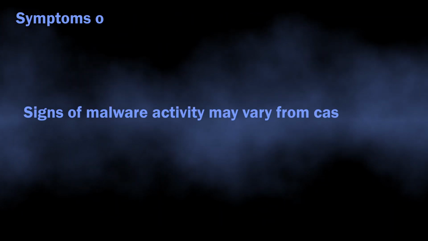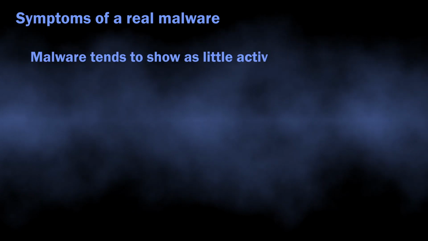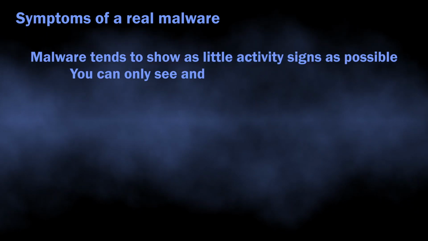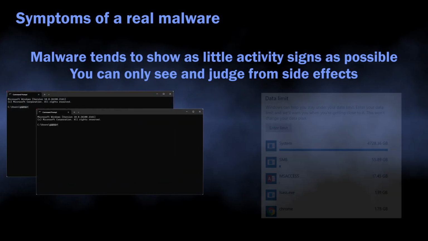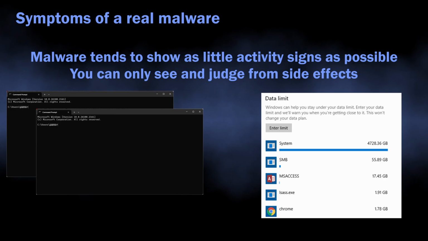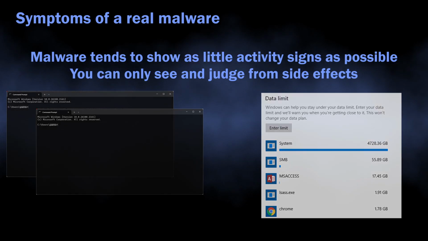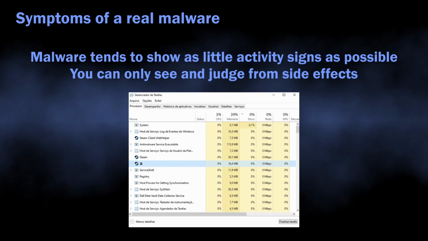As for the symptoms that you may notice, they are mostly meager and unremarkable. Malware tries to leave as few visible clues as possible so it can stay undetected for longer. However, you can see console windows blinking from time to time, your internet traffic consumption getting exponentially higher, and a lot of strange processes popping up in the Task Manager.